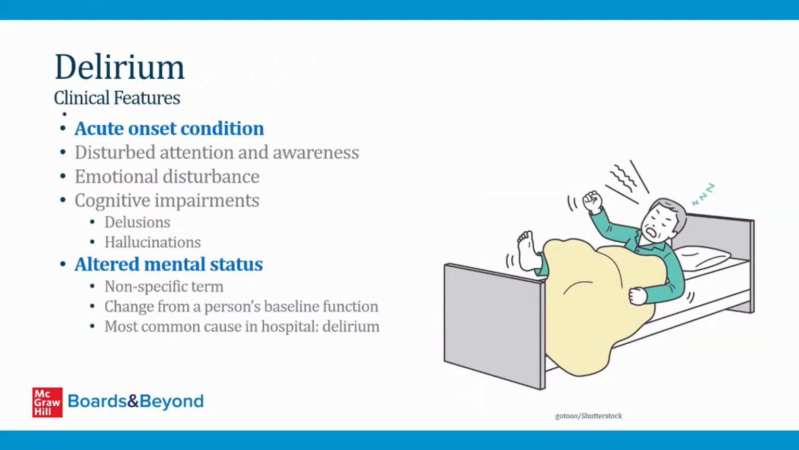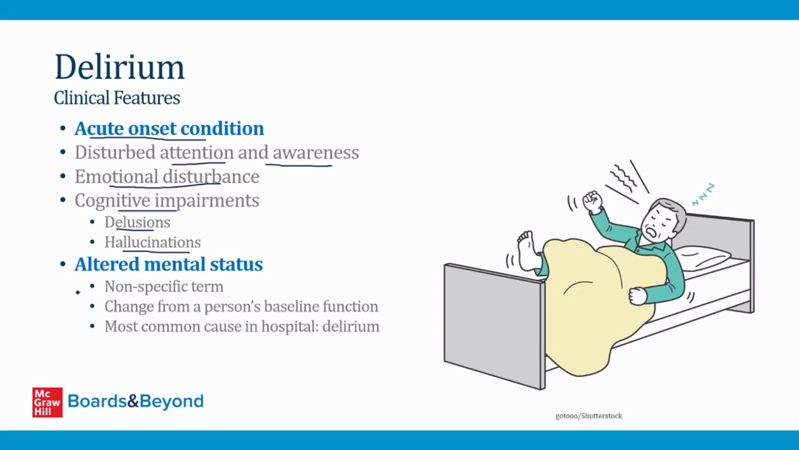Okay, so what are the clinical features of delirium? As I said in the last slide, it's an acute onset condition, so it's the kind of thing that can evolve over hours or days, in contrast to most forms of dementia, which evolve over months or years. Delirium involves disturbances of attention and awareness, so patients may be unaware or confused about their surroundings. They may have trouble paying attention and focusing on you when you're talking to them. There can be emotional disturbances. Patients can have a flat affect, or sometimes they can be agitated. And then there are many cognitive impairments that we'll talk about. Patients sometimes have delusions or even hallucinations.